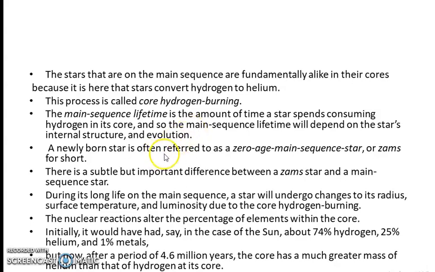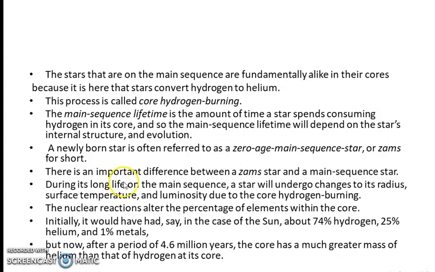And a newborn star is often referred to as a zero-age main sequence star, or in short ZAMS, zero-age main sequence star. Once a protostar has formed into a star, it first reaches the main sequence. A star formed like that can be called a zero age main sequence star. So there is an important difference between this ZAMS, zero age main sequence star, and a usual main sequence star.